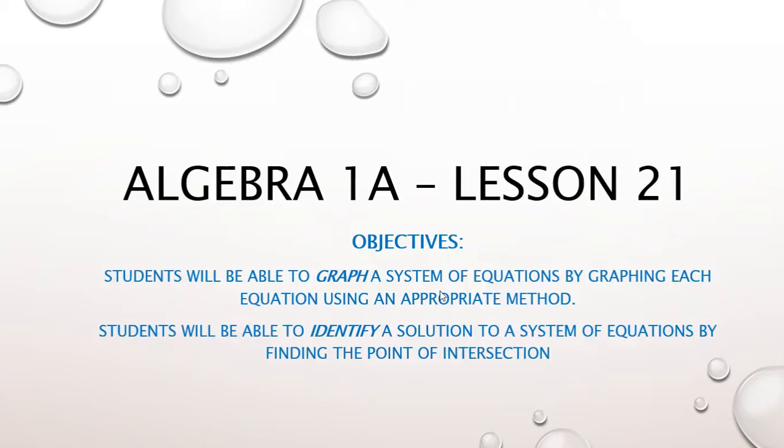Hi everyone, today we are going to discuss lesson 21 of Algebra 1A. The objectives for this lesson are so you will be able to graph a system of equations by graphing each equation using an appropriate method, and you will also be able to identify a solution to a system of equations by finding the point of intersection.